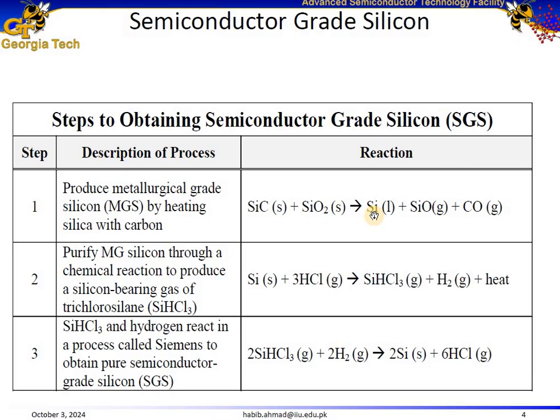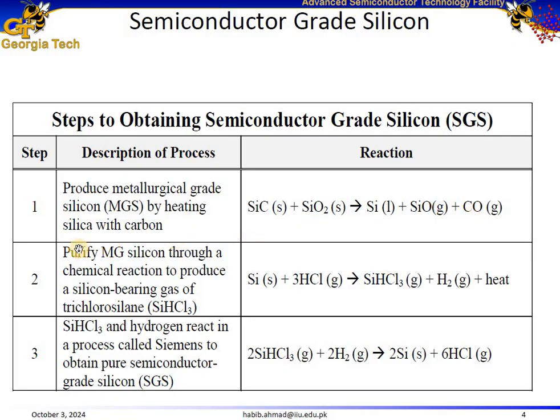And this reaction takes place at a high temperature, as we discussed in the previous slide, 1800 degrees C, reducing silicon dioxide into impure liquid. So as you can see over here, this silicon is in liquid form, while releasing silicon monoxide and carbon monoxide gases.